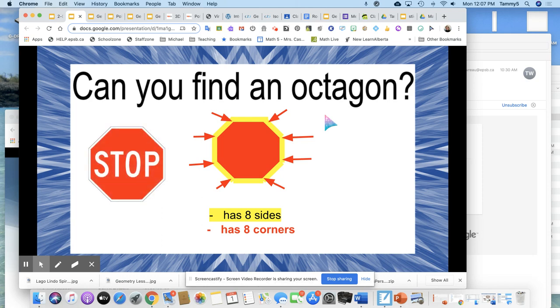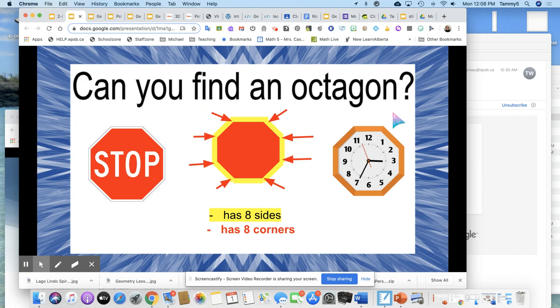So, yes, I hope that everybody found the stop sign is an example of an octagon. You might have also found something in your home that has a face that's shaped like an octagon. One of our clocks actually is shaped like an octagon. So hopefully that helps you, grade threes, to introduce you to our new unit. I hope you had some fun today on your scavenger hunt.